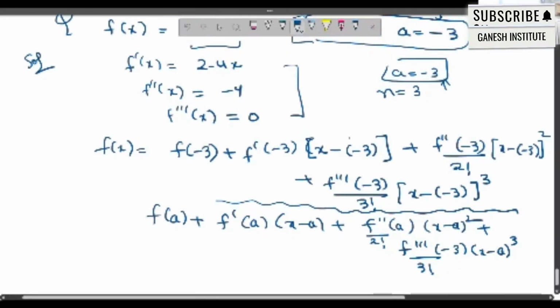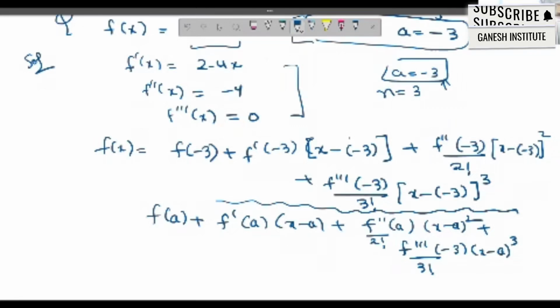So that's why I'm substituting a as minus 3 up to 3 terms. I'm going to keep x as it is so that whenever it is asked to find out whether x equals 3 or x equals 13, which one is minimum, I can simply put down the value and find it out.